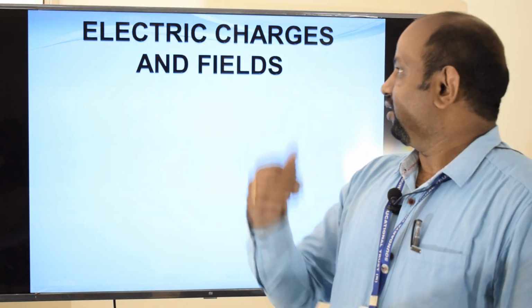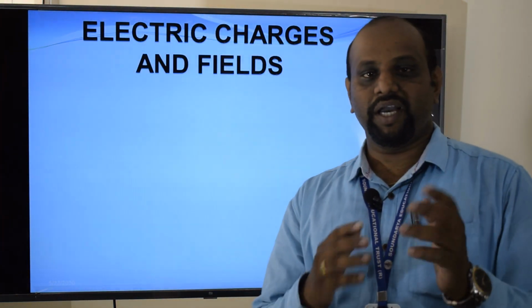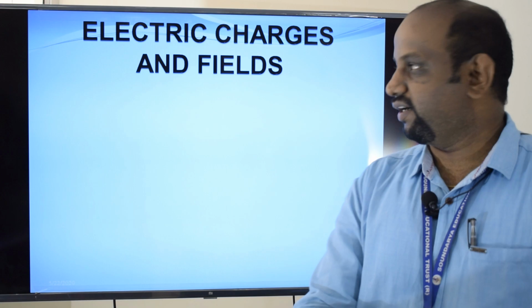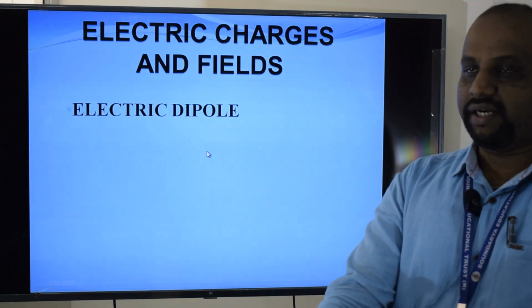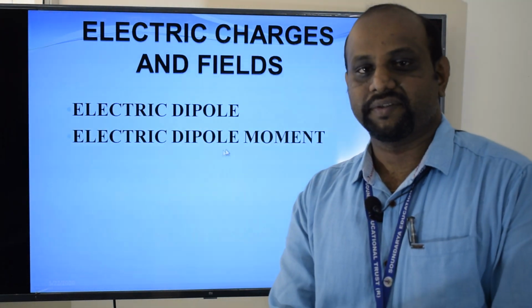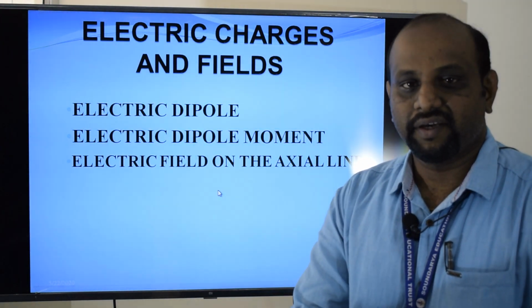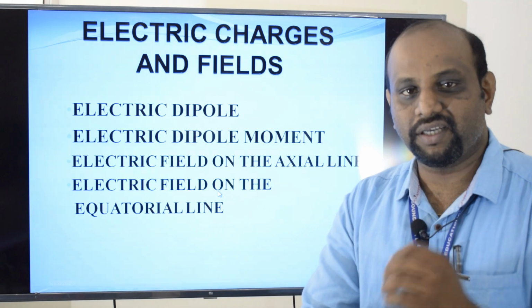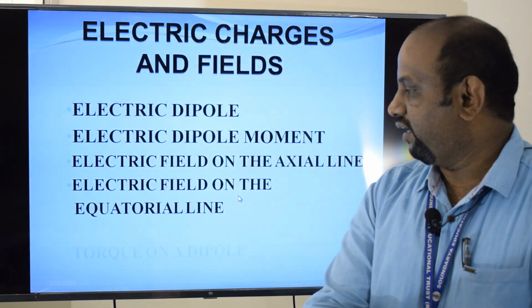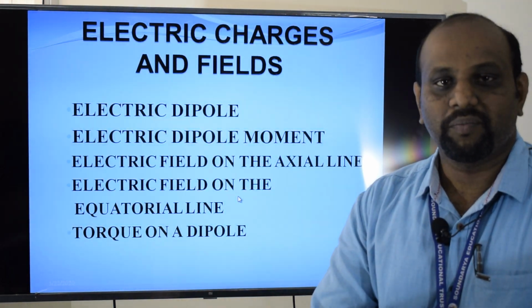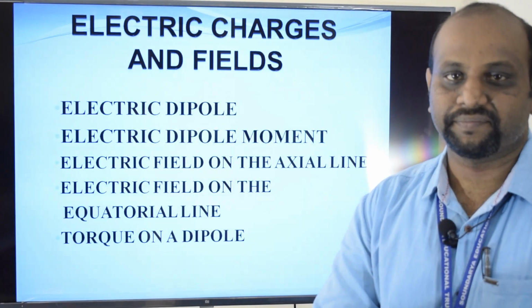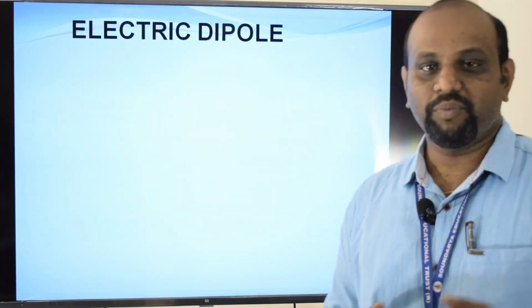In the chapter electric charge and electric field, today I am going to discuss electric dipole moment, expression for electric field at a point on the axial line, expression for electric field at a point on the equatorial line, and torque on a dipole placed in a uniform electric field. Let us see what is meant by electric dipole.